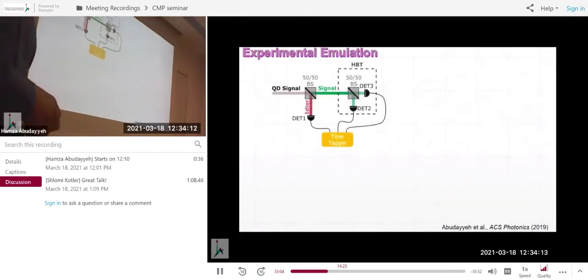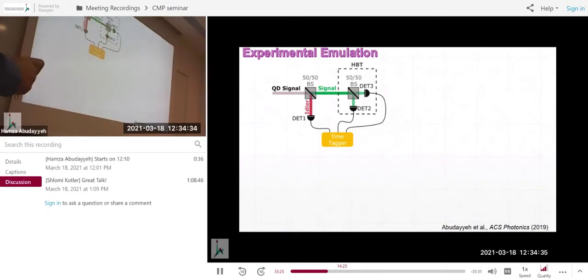So we wanted to do something experimental. Unfortunately, we didn't actually implement this, but what we did is, instead of having a switch here, we added a 50-50 beam splitter. And here's our idler port, here's the signal port. We take our signal port to an HBT setup to measure the purity afterwards.